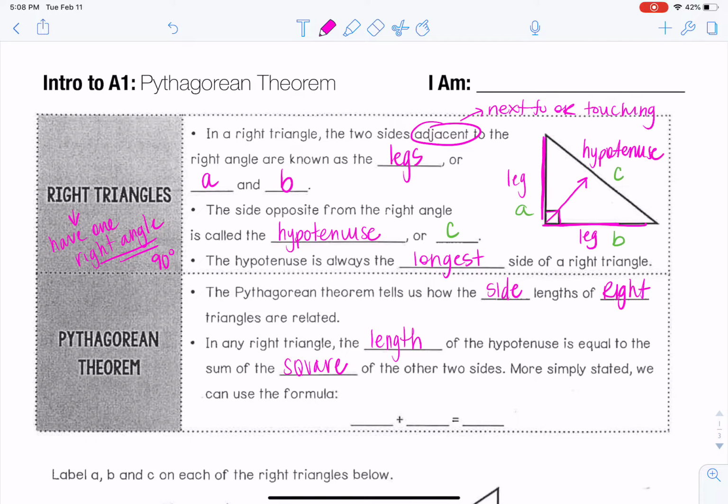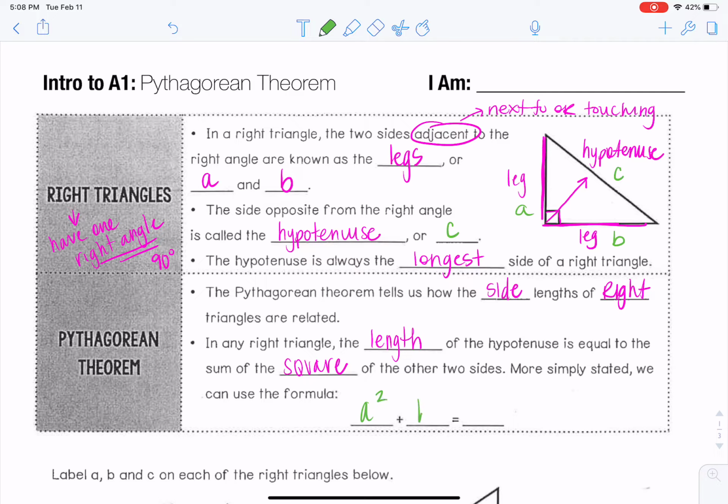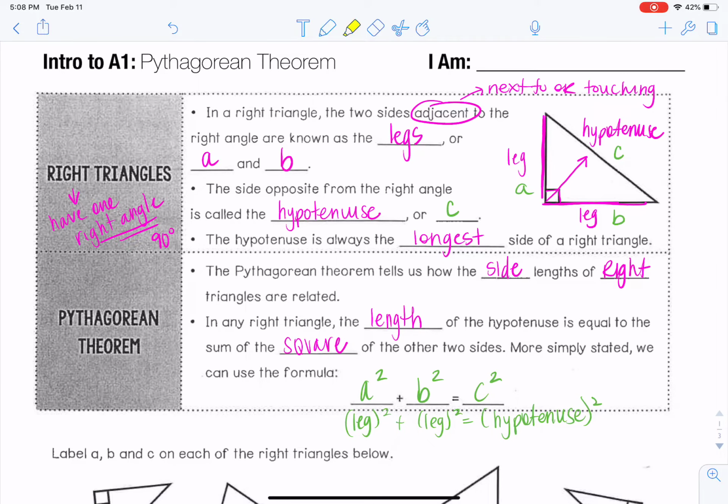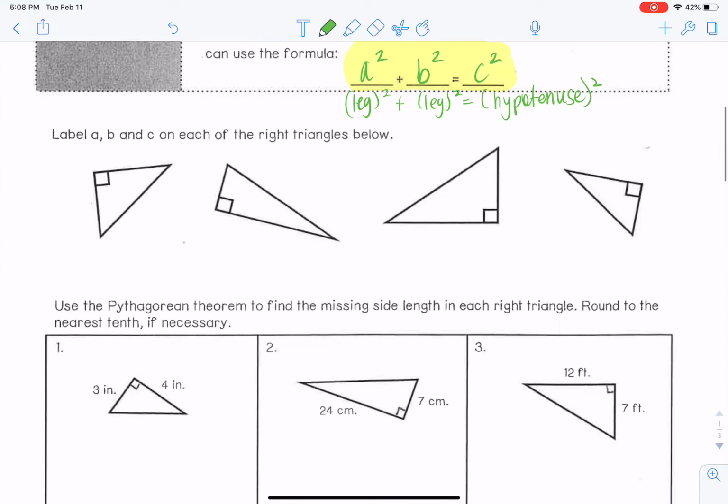More simply stated, we can use this formula: A squared plus B squared is equal to C squared. We could also say that leg squared plus leg squared is equal to hypotenuse squared. This A squared plus B squared equals C squared is really important for when we solve some of these problems down below. So I'll scroll down a little bit.